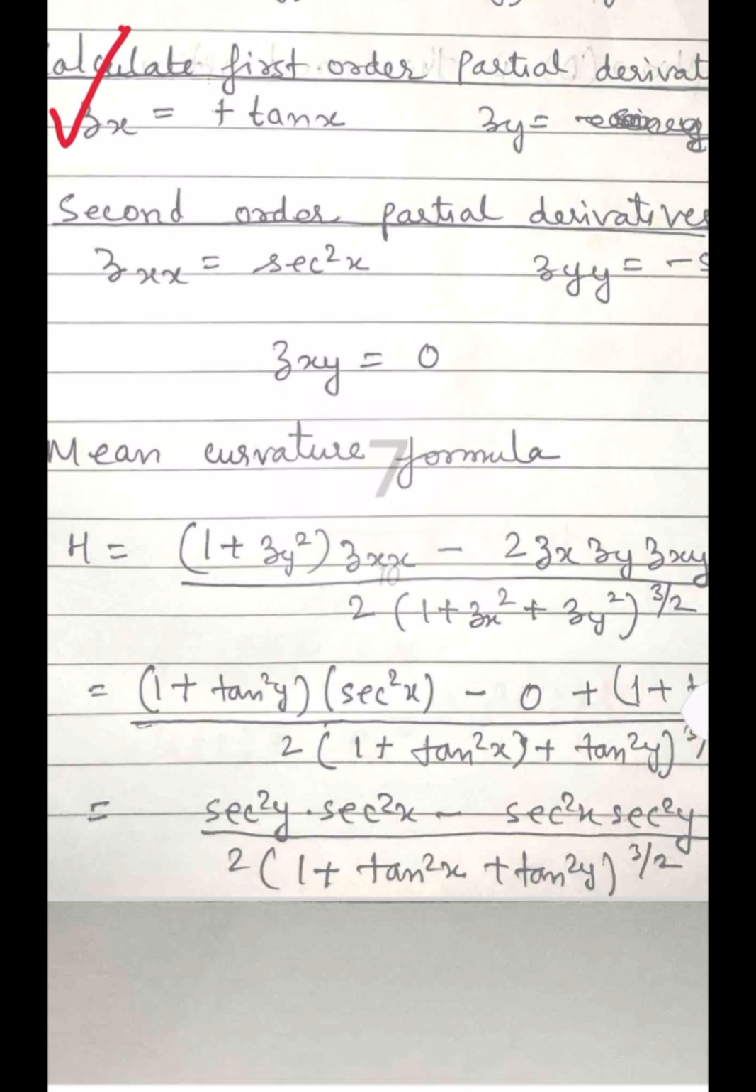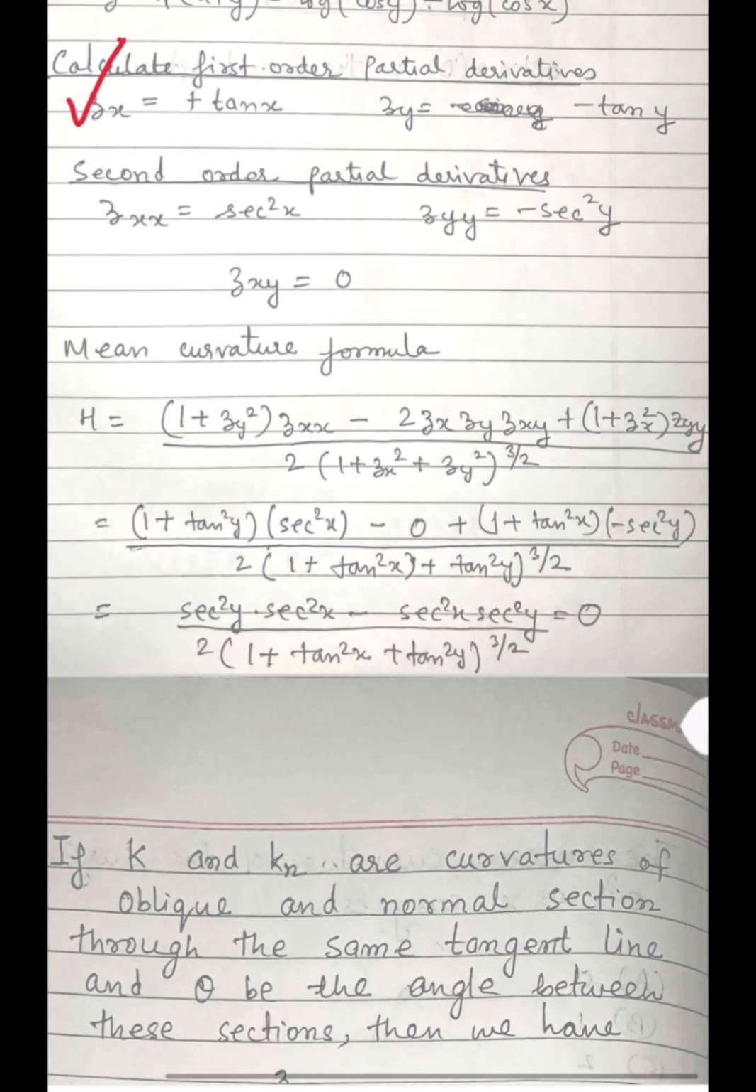Now we'll use the mean curvature formula. You have to learn the mean curvature formula. H is equal to (1 plus zy square) into zxx minus 2 zx zy zxy plus (1 plus zx square) into zyy, whole divided by 2 into (1 plus zx square plus zy square) to the power 3 by 2.